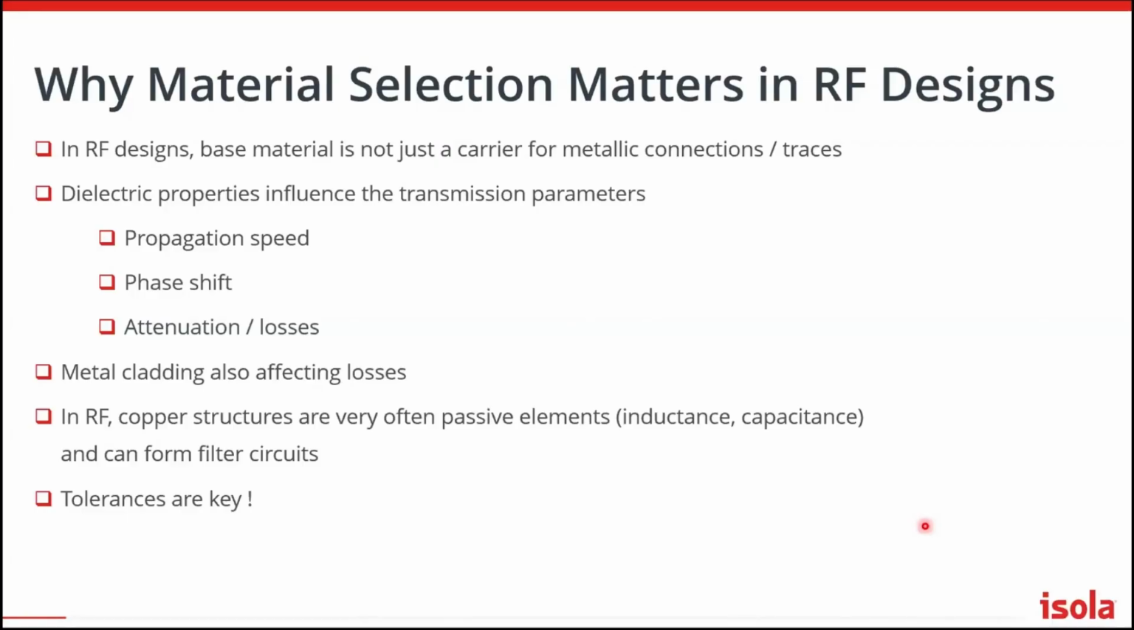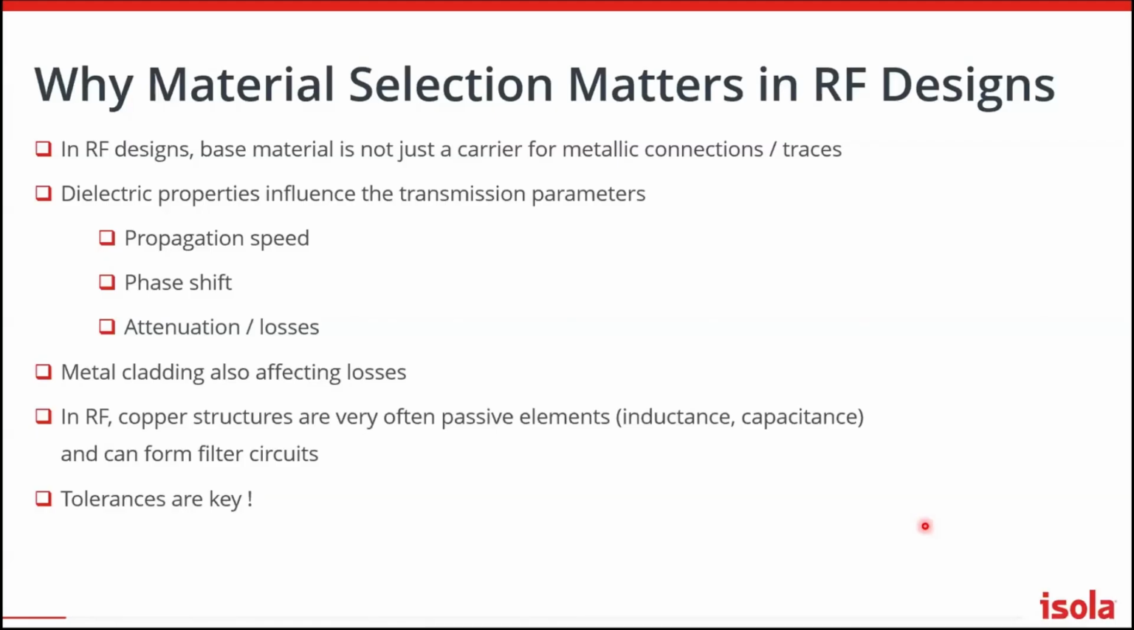It causes losses, attenuation. The metal cladding is also affecting the losses, and we are going into that a little bit deeper in follow-up slides. But you can't just think of a metal as a flat surface. There are roughnesses involved. There is a shape of a trace involved. All of that matters.